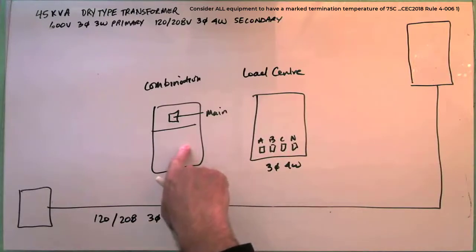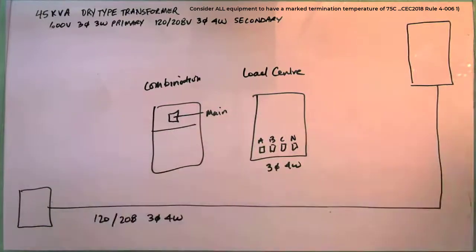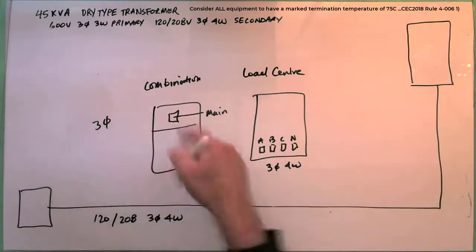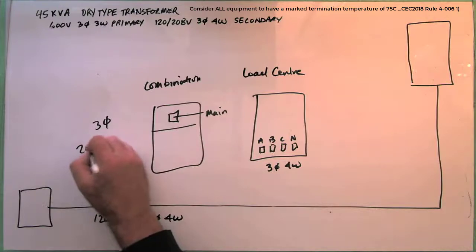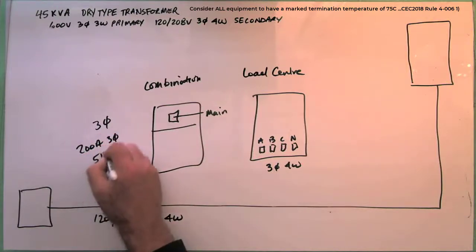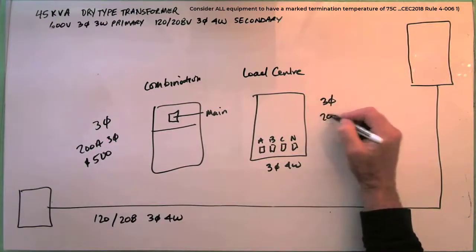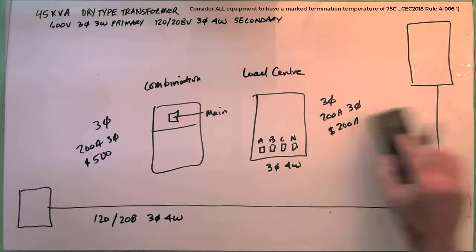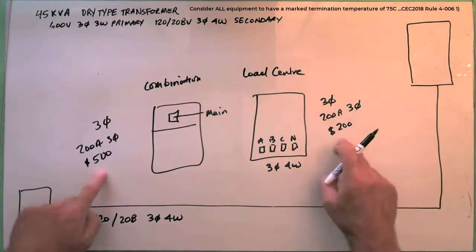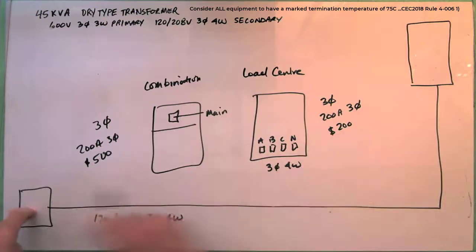When you're running 3-phase equipment, it starts to get up in price. Let's say this one here, a 200 amp 3-phase panel, runs about $500 as a combination. Where the load center, this one over here, a 200 amp 3-phase, runs about $200. So that's a $300 difference.